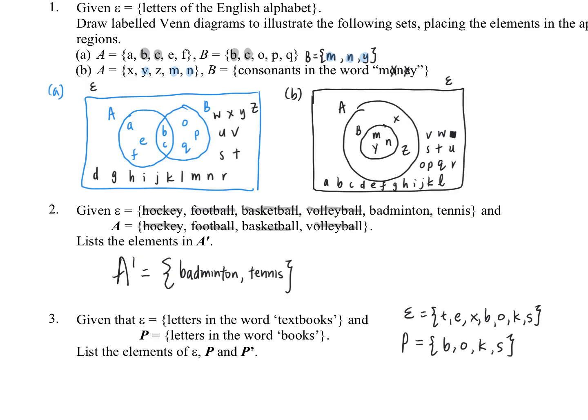Okay, so the universal set contains all the letters in the word textbooks. So if you omit the repeated letters, it's just T, E, X, B, O, K, S. And then P is all the letters in books, so B, O, K, S. So list down everything. So what is in your P complement? Just T-E-X. Okay, so far so good.